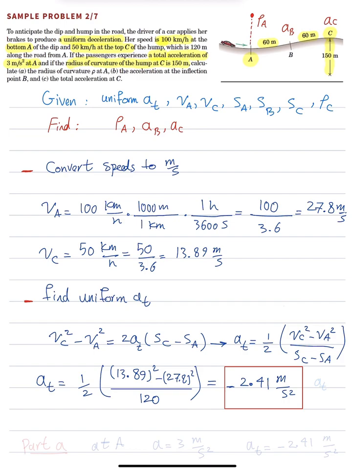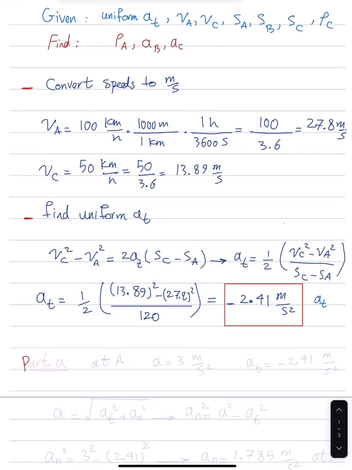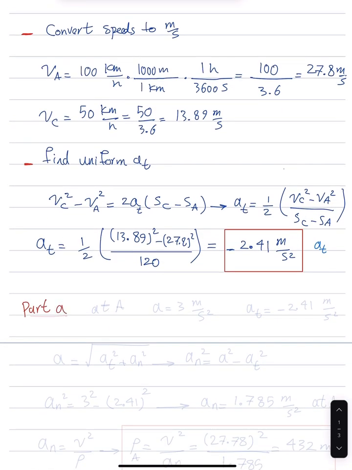So remember that this is AT. So we found AT. Now let's go through each part individually. So part A, what is it looking for? It's asking us to find the radius of curvature at A.